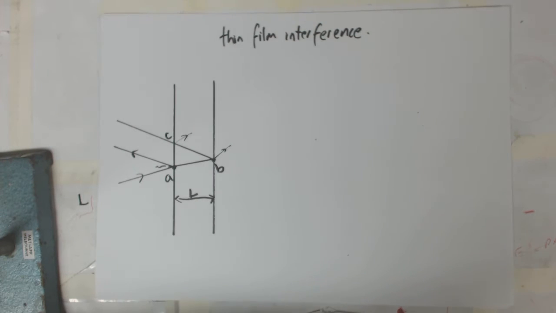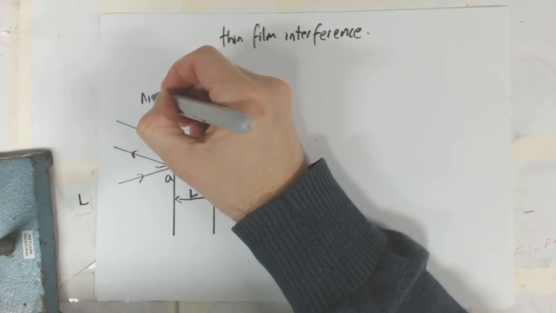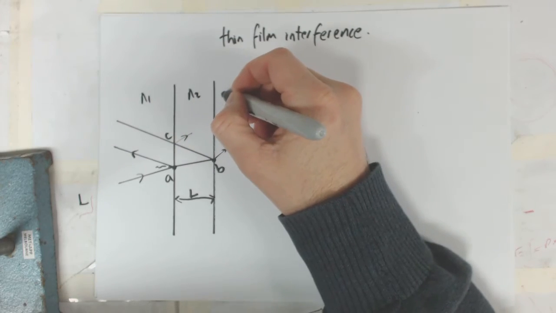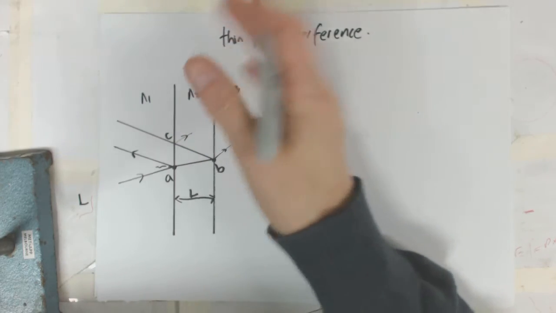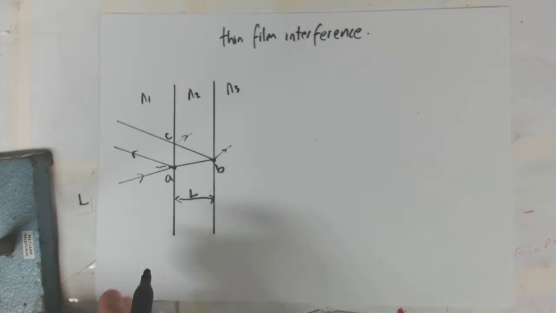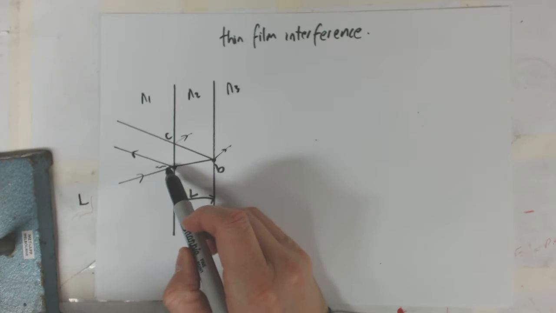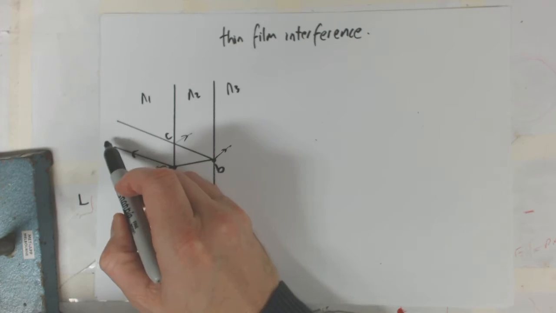What I want to show here is something called thin film interference, and I've already set the diagram up a little bit. We've got these three mediums, N1, N2, and N3. N3 could be the same medium as N1. The main thing is that N2 is a denser medium, it could be a thin film. This could be air.